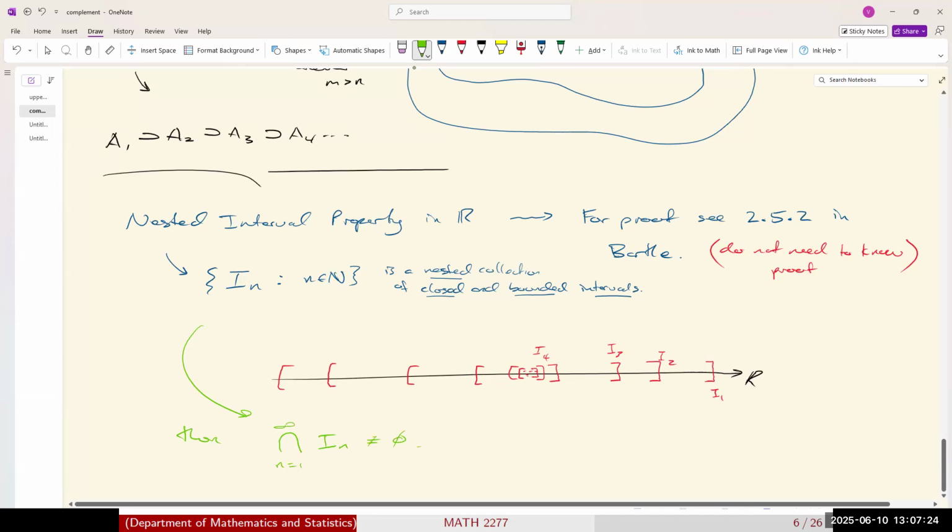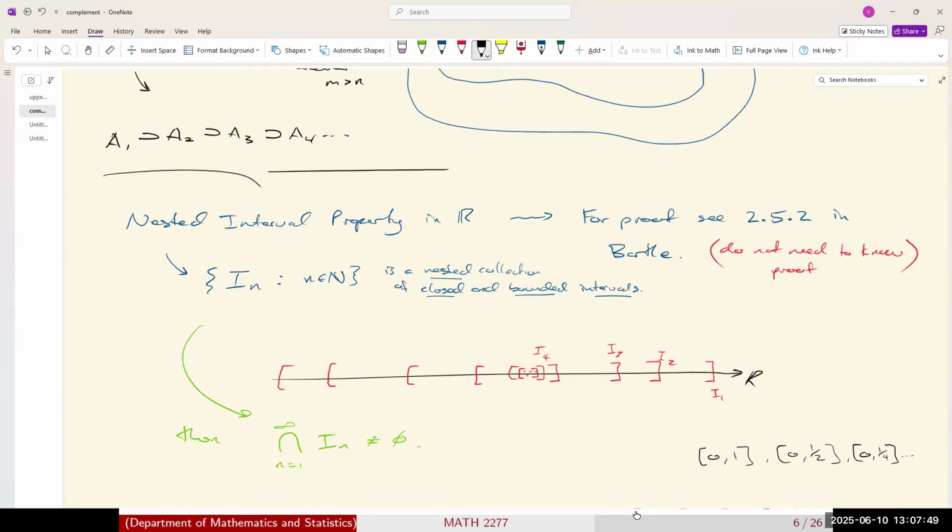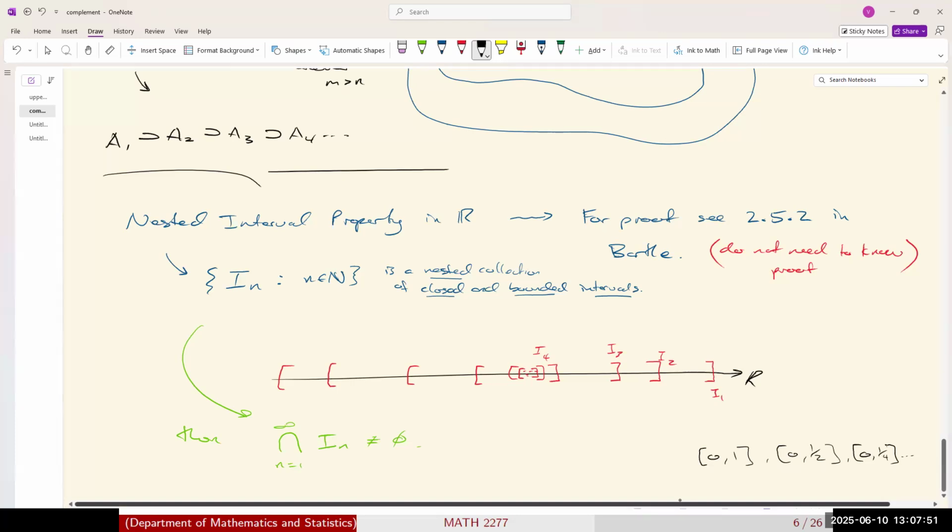In other words, if you have a nested collection of intervals that are closed and bounded, and closed and bounded intervals are just the closed intervals you all know of. So maybe 0, 1, then maybe the next one is 0, 1/2, then 0, 1/4, right? That's what these intervals look like. This is saying if you intersect all of these intervals together, there is at least one element inside of it.